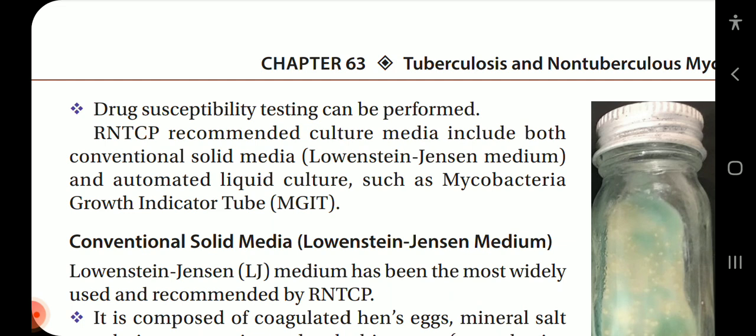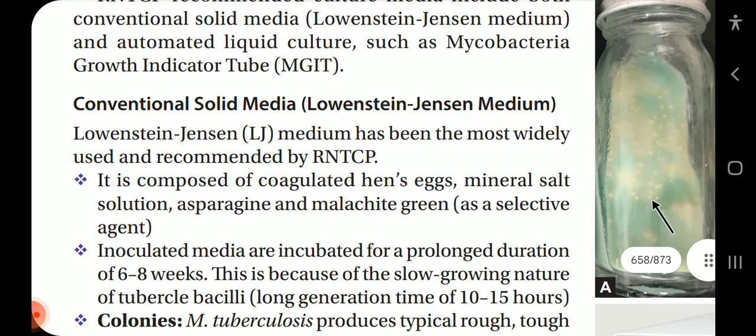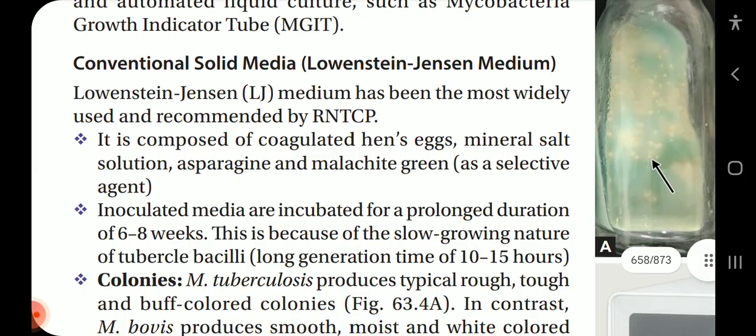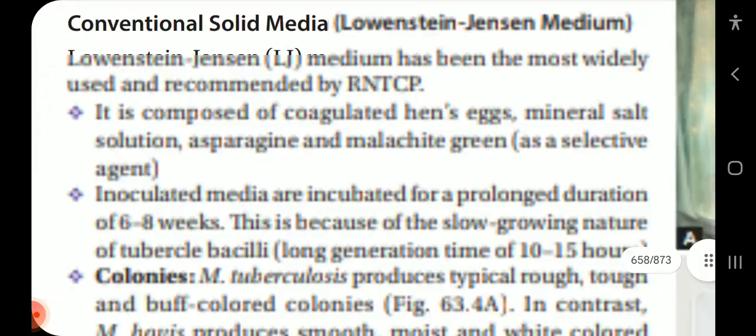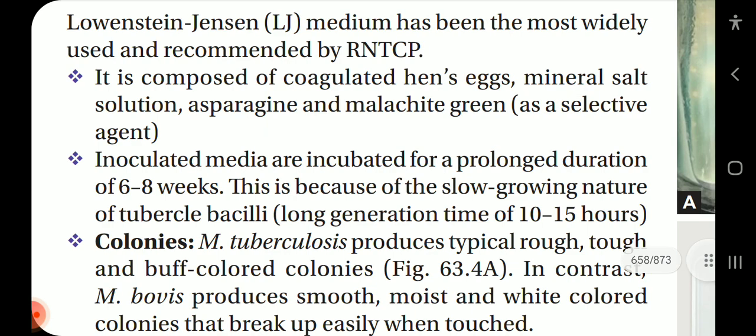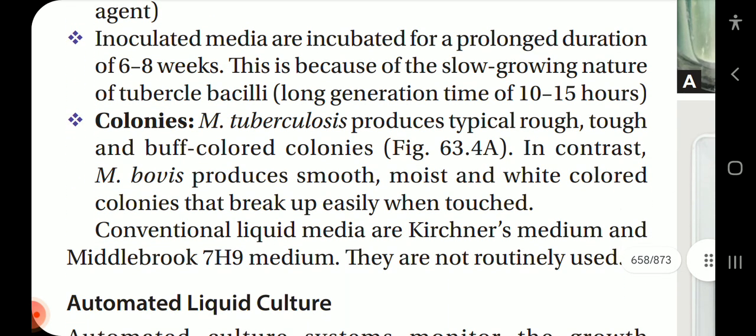RNTCP recommended culture media include both conventional solid media like the Lowenstein Jensen (LJ) medium and automated liquid culture such as Mycobacterium Growth Indicator Tube (MGIT). Conventional solid media, Lowenstein Jensen medium, has been the most widely used and is recommended by RNTCP. It is composed of coagulated hen's eggs, mineral salt solution, asparagine and malachite green as a selective agent. Inoculated media are incubated for a prolonged duration of 6 to 8 weeks. This is because of the slow growing nature of tubercle bacilli.